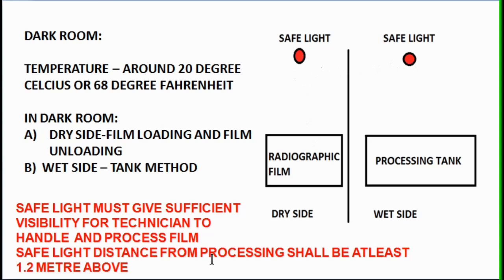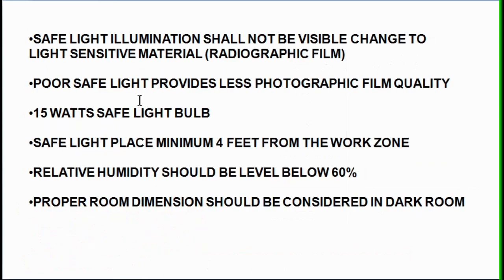The safe light distance from the processing area shall be at least 1.2 meters above. Safe light illumination shall not cause visible change to light sensitive material. Poor safe light provides less photographic film quality. A 15 watt safe light bulb is used in industries. The safe light is placed a minimum of 4 feet from the work zone and relative humidity should be below 60%. Proper room dimensions should be considered in the dark room.